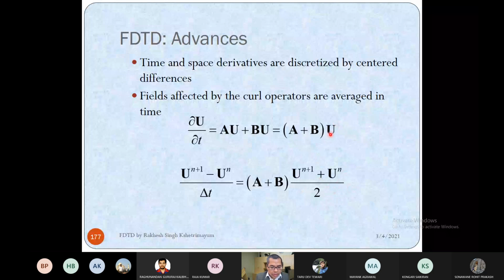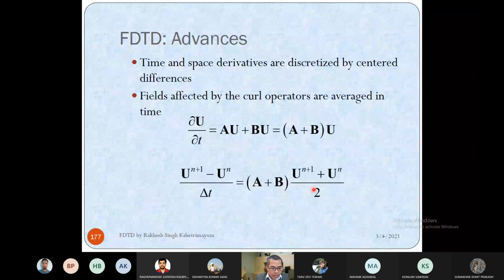On the right hand side, U is actually taken average. Fields affected by the curl operators are averaged in time. So whatever fields are affected by the curl operation in the Maxwell curl equations are actually averaged in time. That is U^(n+1) plus U^n divided by 2. So let us try to simplify this equation.